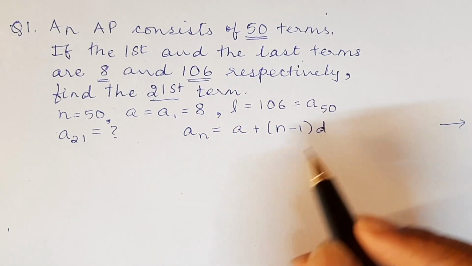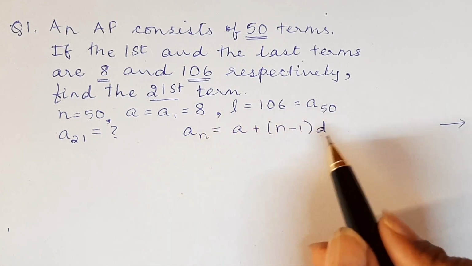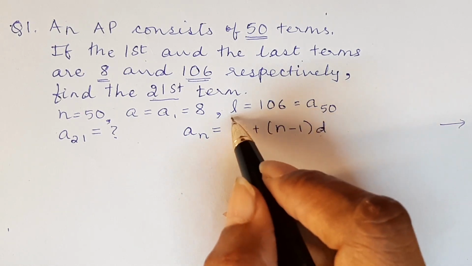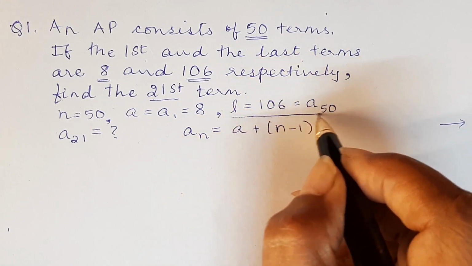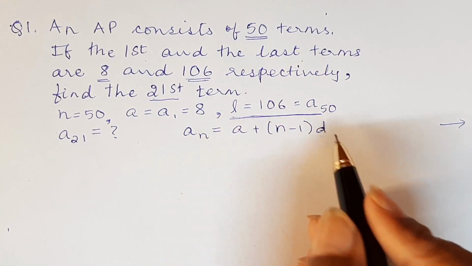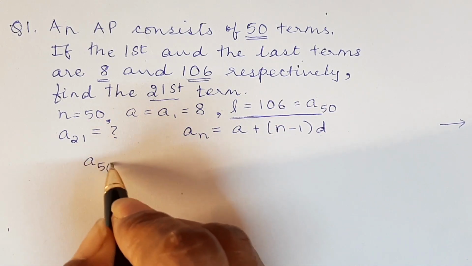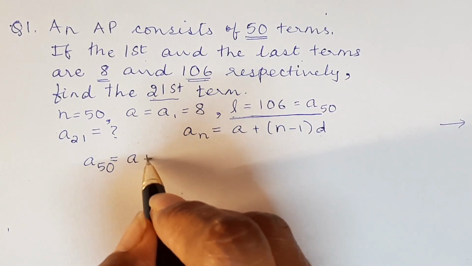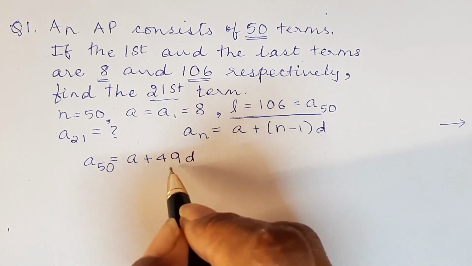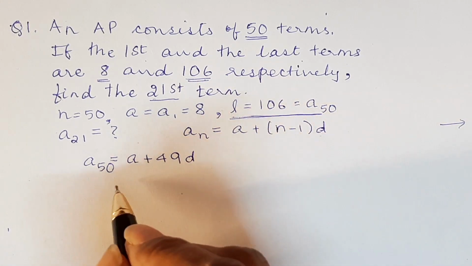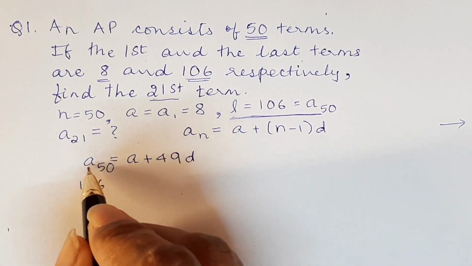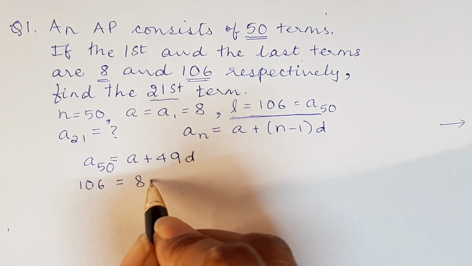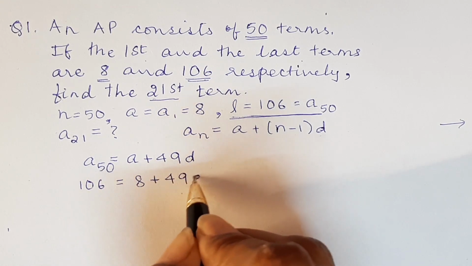So, when we write this formula, we know the value of A, which is 8, but we do not know this value of D. How do we find this D? By using this information. We are going to use the same formula, but we will write A50, which means the 50th term. And the 50th term will be A plus 49D. How does it become 49? 50 minus 1. And so we substitute A50 as 106, and that is equal to 8 plus 49D.